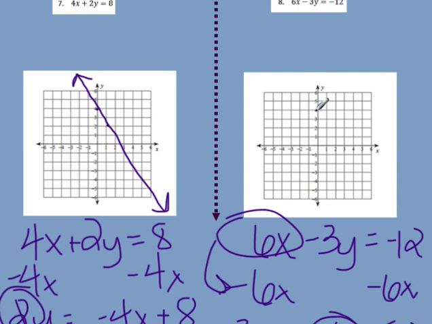So we're crossing the y-axis at 4. And then our slope is going to be a positive 2. So I'm going up 2 and over 1 and plotting that point. And then all I need to do is connect the dots.